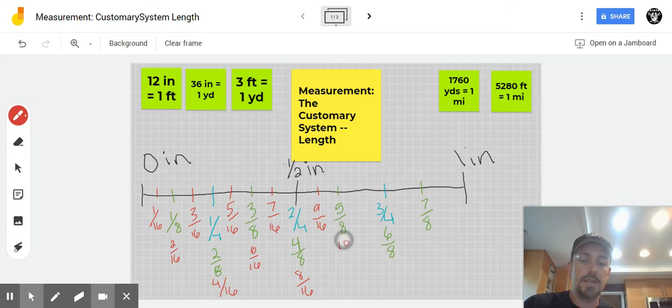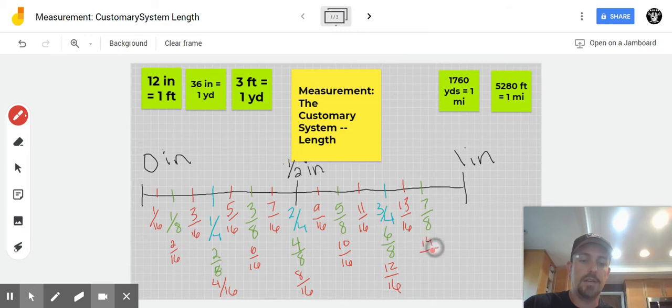5/8 is 10/16 right here, okay? And you get all the way across. You go 11/16, right? And you end up with 12/16, which is equivalent to 3/4. And if you know your equivalent fractions, you can do times 4 to get that, right? You get 13/16 here.